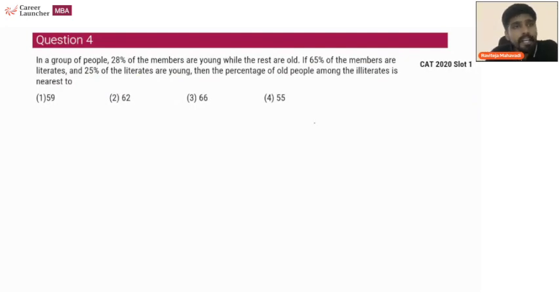Question 4. This is a CAT 2020 slot 1 question. In a group of people, 28 members are young, the rest are old. 65 members are literates and the rest are illiterates. 25% of illiterates are young, then find the percent. So this is a complex problem in percentages itself. There is a classification in terms of young and old. There is also a classification in terms of literate and illiterate.